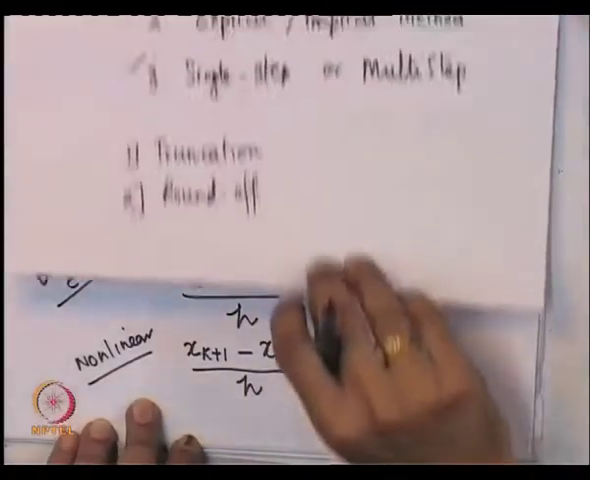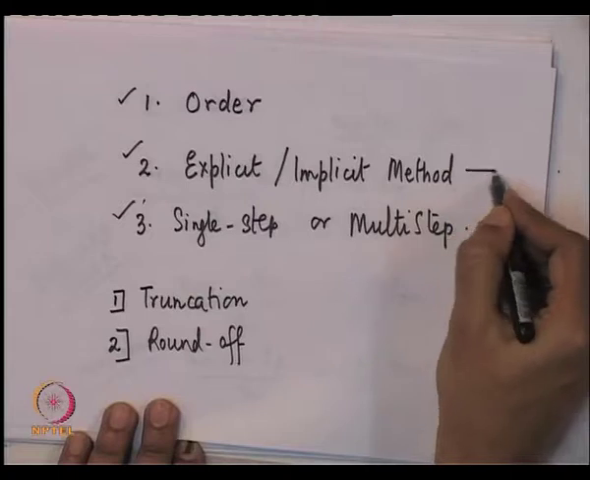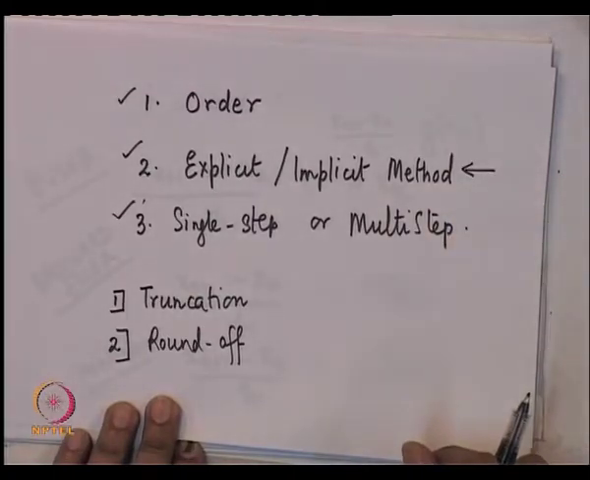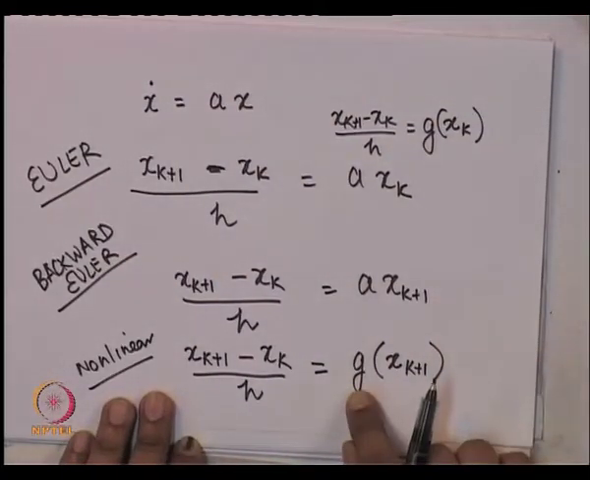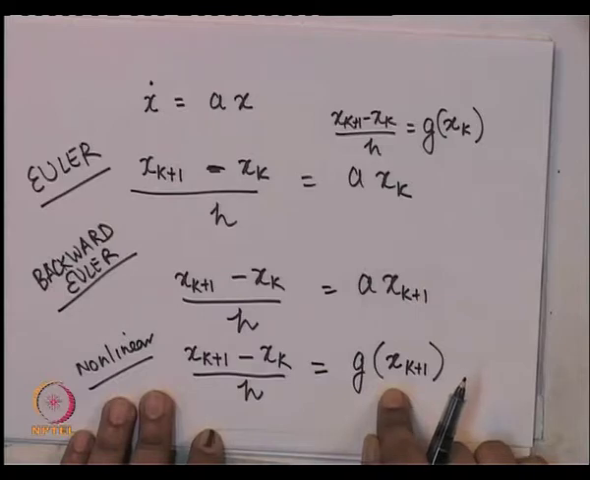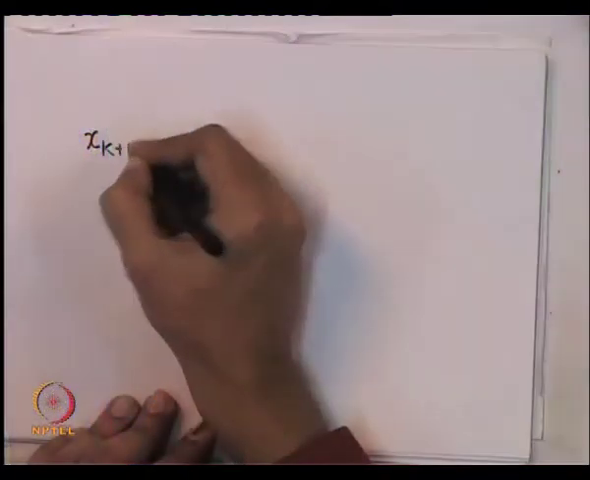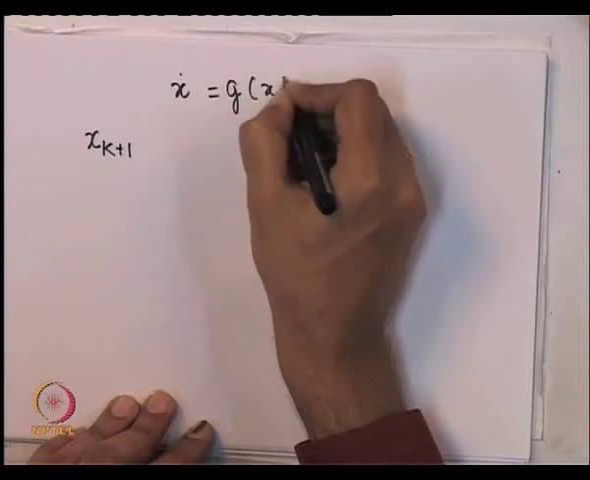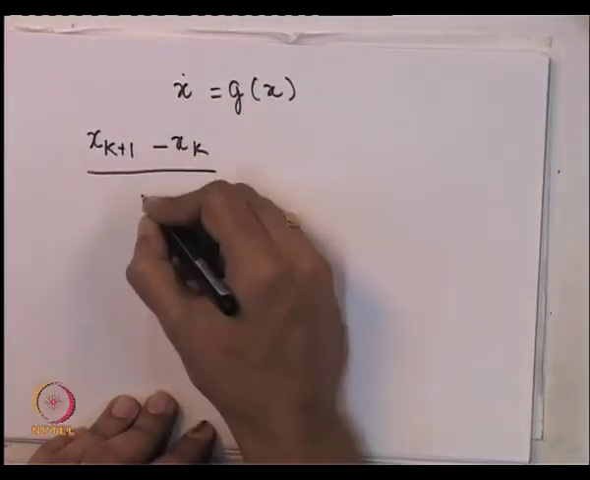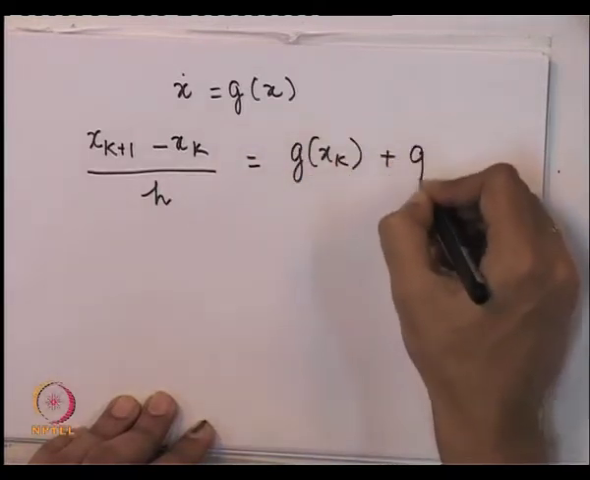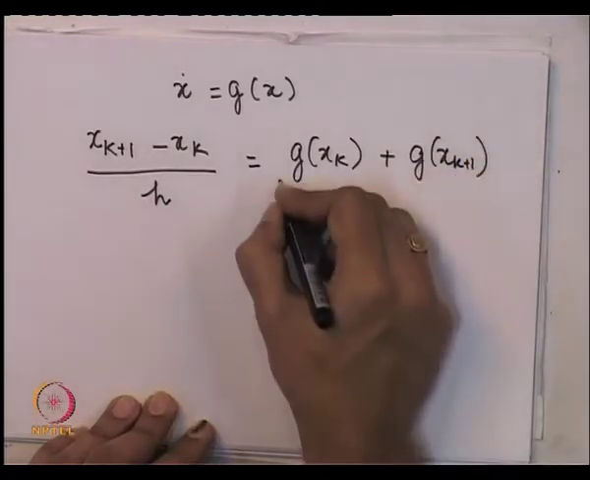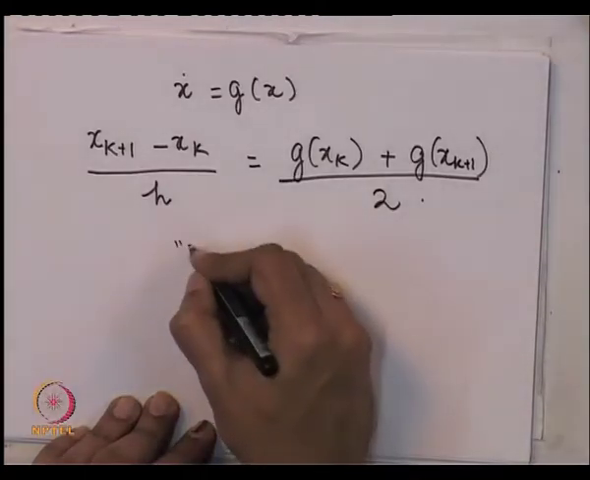So, without going to any formal definition, I hope you are getting what we mean by explicit and implicit method. If a method requires you to know x k plus 1 in order to compute this function g, in that case we would call this method an implicit method. Would you call this an explicit method or an implicit method? Suppose you have got a system x dot is equal to g of x, this is what we are considering. Is this explicit or is this implicit? This is another approximation, another way of doing a numerical integration. It is called trapezoidal rule.